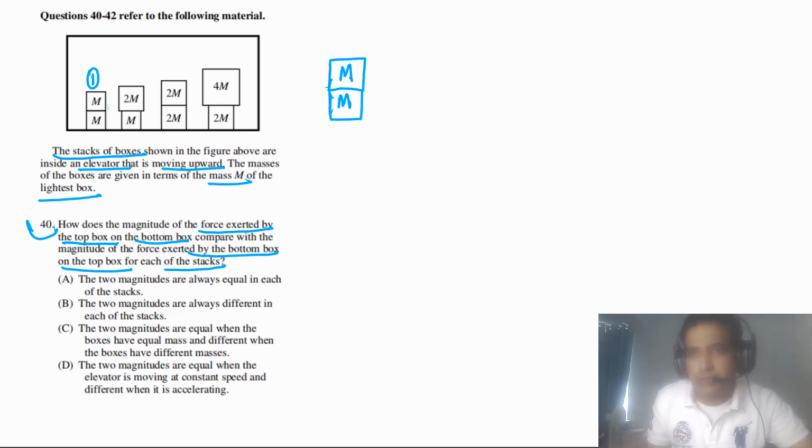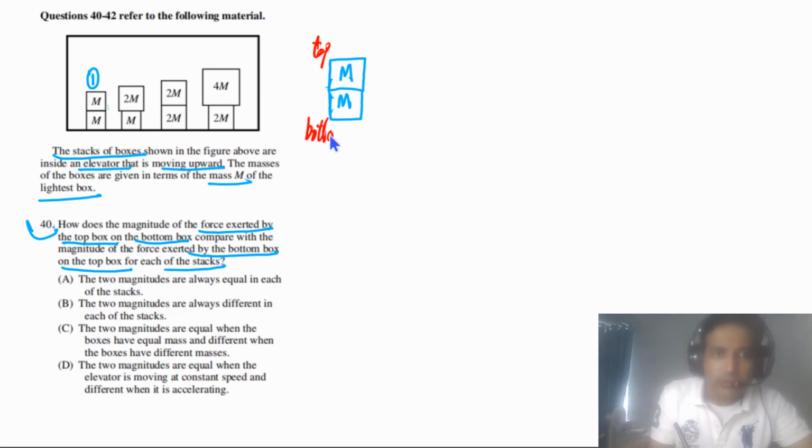So in this case, this is our top box, we can say this is top one, and the lower one, this is the bottom box. The top box will push on the bottom box, so this one is our bottom box. It will be pushed by the top box by force mg.